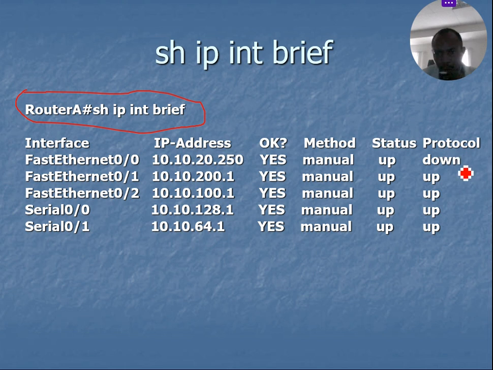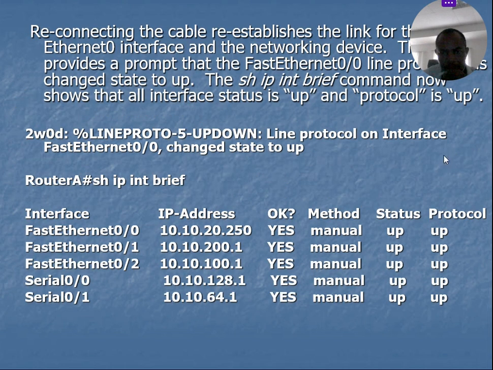Now here the protocol down means that for this interface with this IP address, the setup was manual, the interface is okay, and the status is up. Only the protocol is down. It means you cannot see any other device. Not everything, only this interface cannot see any other networking device on the network. So we need to put it up.